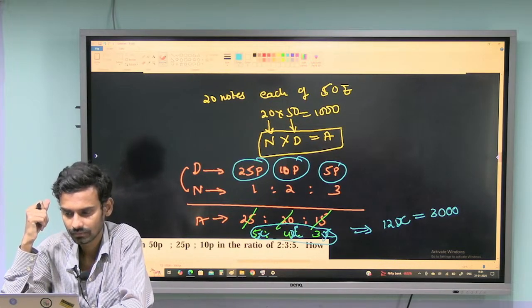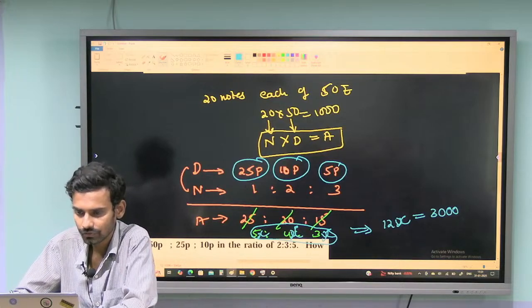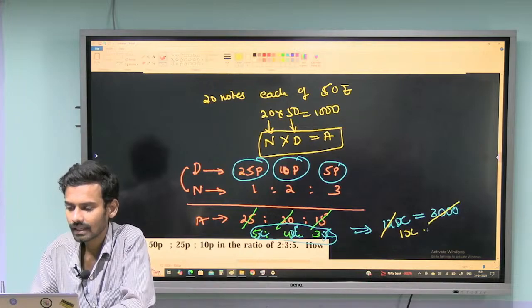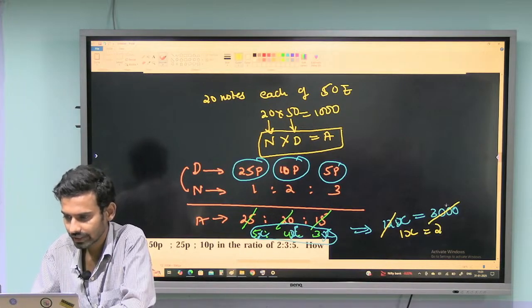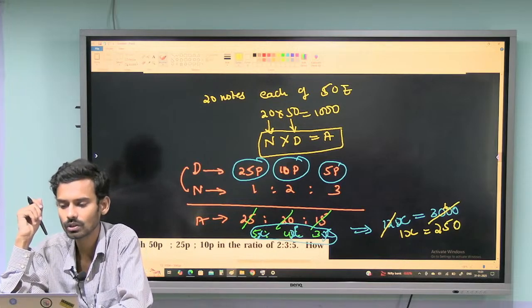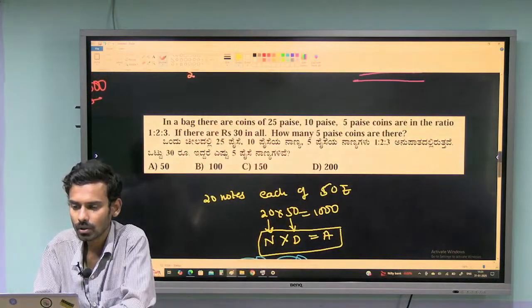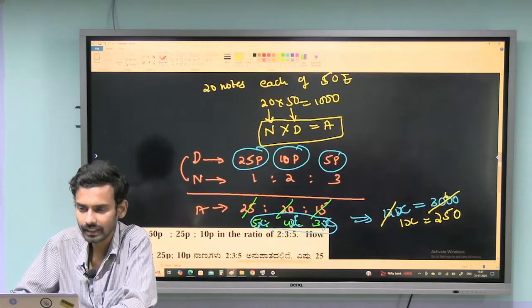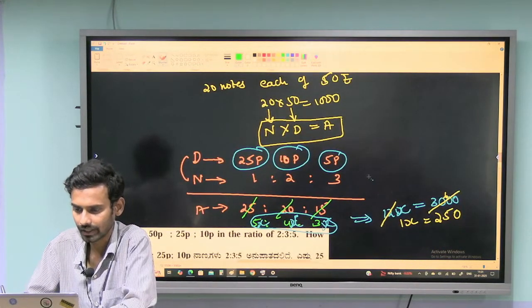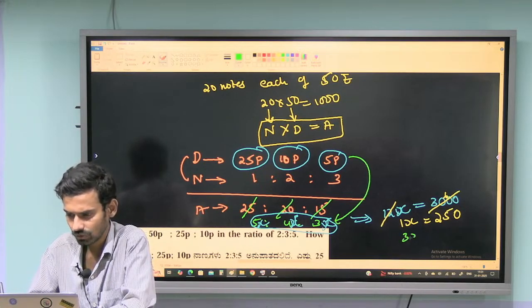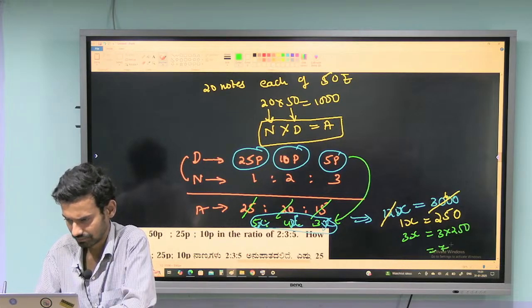Is this clear? Now if I want to get the value of x, cancel in the 12 ones are table. 1x value will be equal to 250. Now the question is asking for the number of 5 paisa coins. First let me find the amount in 5 paisa coins. Amount in 5 paisa coins is 3x. So 3x value will be equal to 3 into 250, which is 750 paisa.